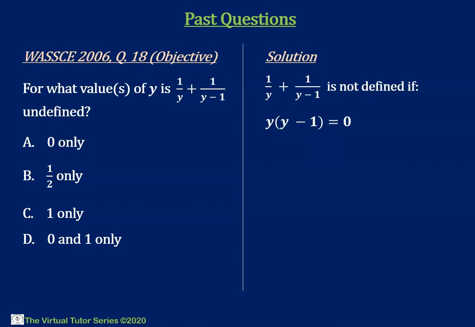If the product of two numbers is 0, it implies that either of them can be 0. So either y is equal to 0 or y minus 1 is equal to 0, which implies that y is equal to 1. Hence, the values of y for which the given algebraic fraction is undefined are 0 and 1. Therefore, the correct answer is option D.